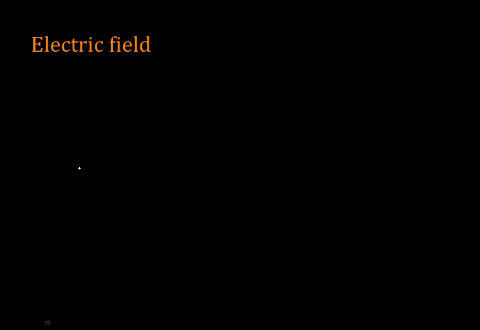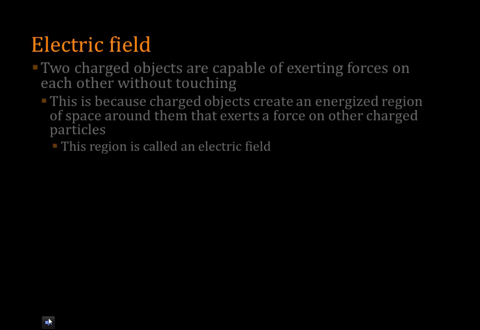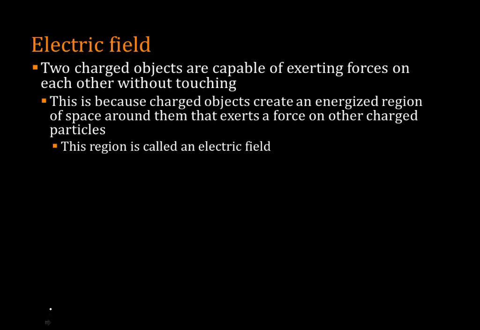When you rub two objects together, those two objects became charged, and because of that, the two objects could interact with each other without actually touching each other. So they're capable of exerting forces on each other without touching. And that's because these charged objects create a region of space around them that exerts a force on other charged particles. So if you think about a big positive charge, what we do is we draw an electric field and we represent this as arrows that point away from it.